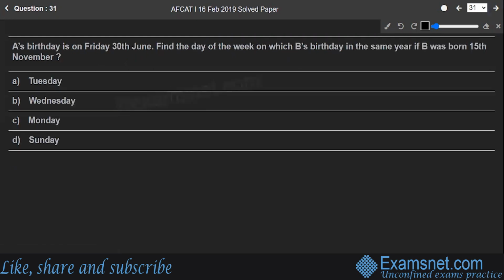Let's move to the next question, 31. A's birthday is on Friday, 30 June. Find the day of the week on which B's birthday falls in the same year if B was born on 15 November. So first thing, according to the question, how many days are there in June? 30. July, 31, August, September, October, November. August has 31. This has 30 days, then 31 days. And November, because we are talking about the 15th of November, I'll only consider 15 days for November.